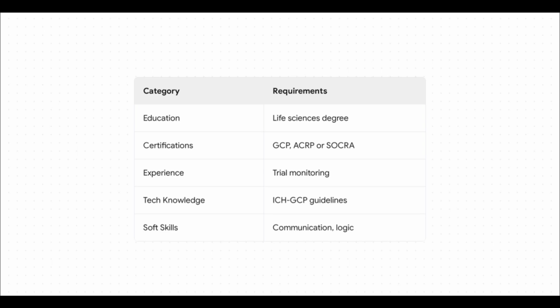But take a look at what else is required here. Alongside all that hard science, you absolutely need sharp soft skills. Remember how we said you're that crucial bridge? Because of that, your communication, your organization, your problem solving, and your adaptability are honestly just as essential to your success as your college degree.